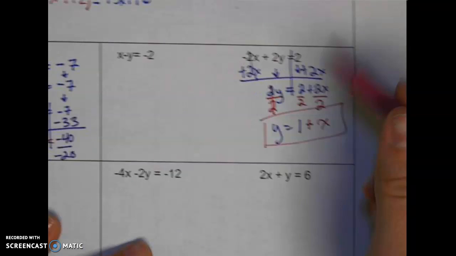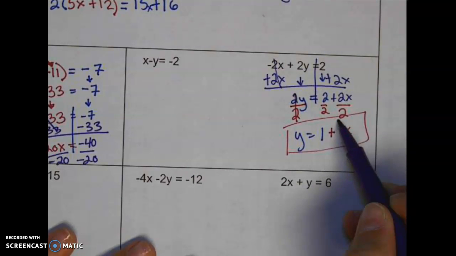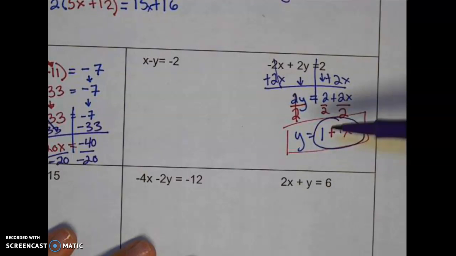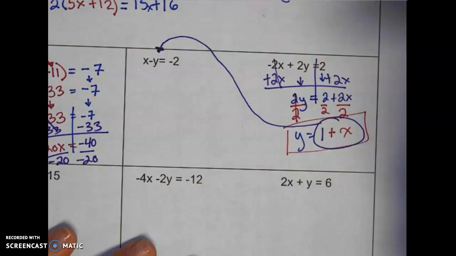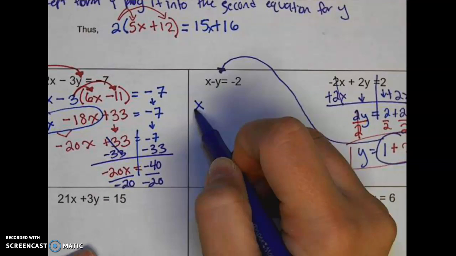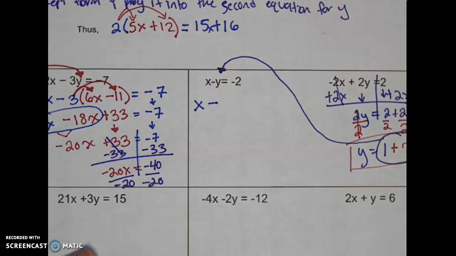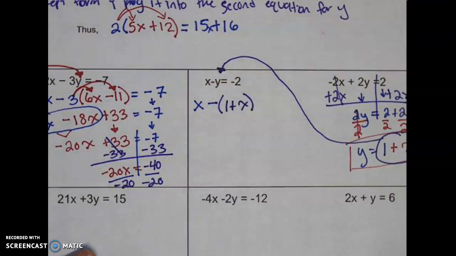So now I can take this equation right here, this 1 plus x, and I'm going to plug it in for what letter? Y. So that's what it says. Y equals that number. So I'm going to plug it in. So now I just have x minus parentheses 1 plus x equals a negative 2.